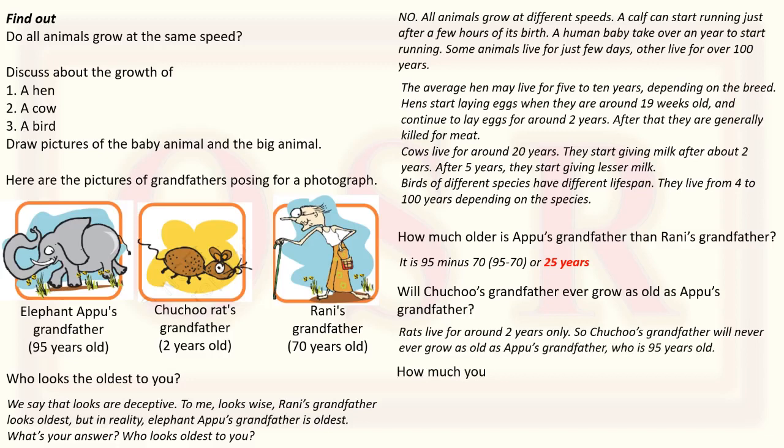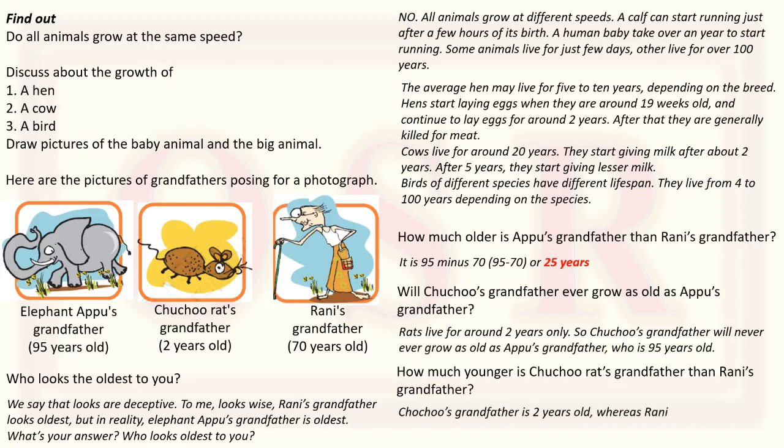Now how much younger is Chuchu rat's grandfather than Rani's grandfather? Now look at the picture. 70 years and 2 years. Okay, Chuchu's grandfather is 2 years old, whereas Rani's grandfather is 70 years old. So Chuchu's grandfather is 70 minus 2, or 68 years younger.